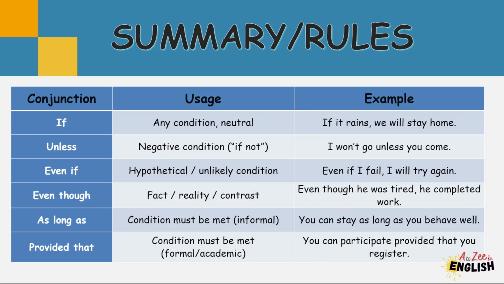Summary. The conjunction if is used for any condition or neutral sentences. Example, if it rains, we will stay home. Unless is for negative conditions, like if not. I won't go unless you come, meaning if you don't come, I won't go. Even if is for hypothetical or unlikely conditions. Even if I fail, I will try again. It is an unlikely condition.